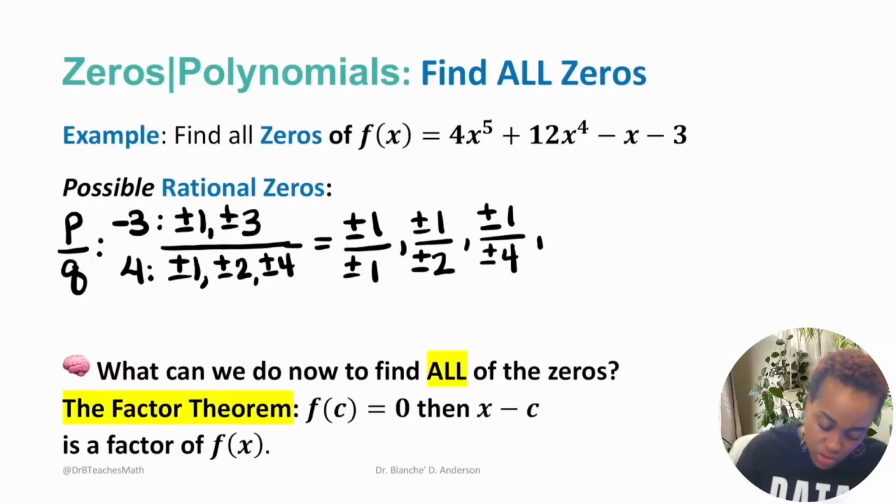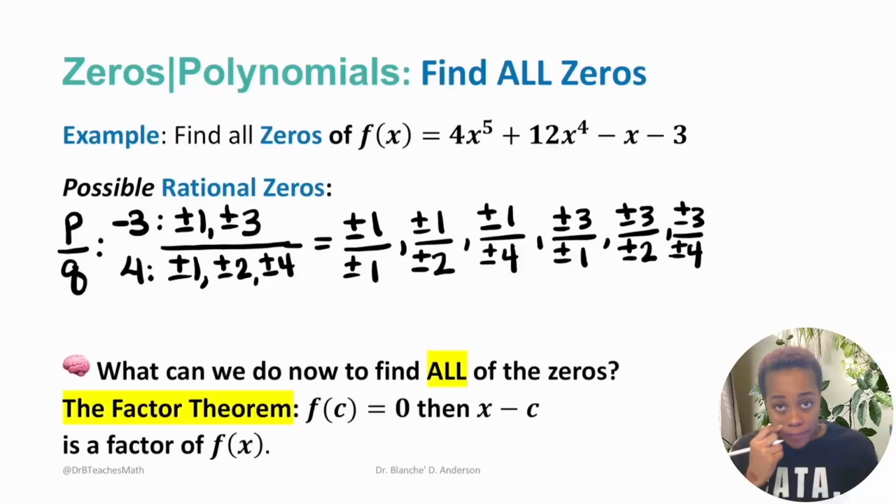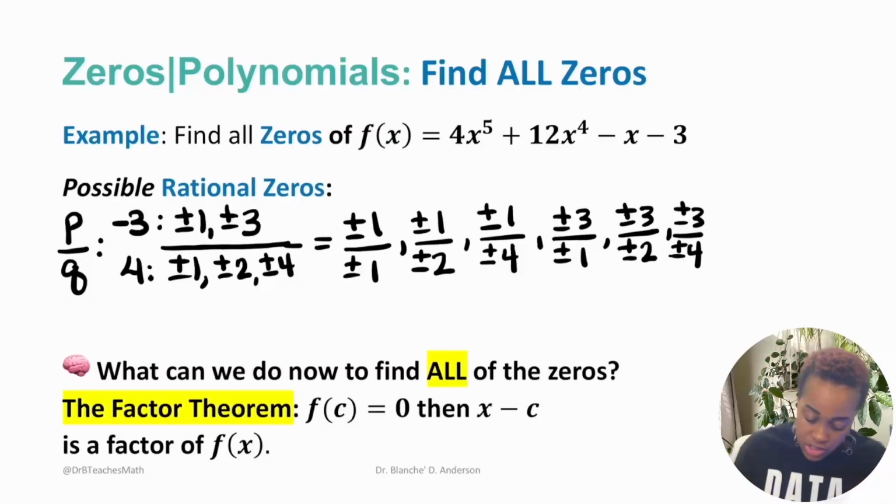Now let's do the 3. Let's take 3 over those, okay? So then I have ±3 divided by ±1. I have ±3 divided by ±2. And then I have ±3 divided by ±4. You see that? Good.